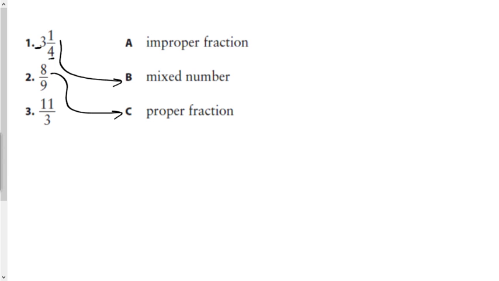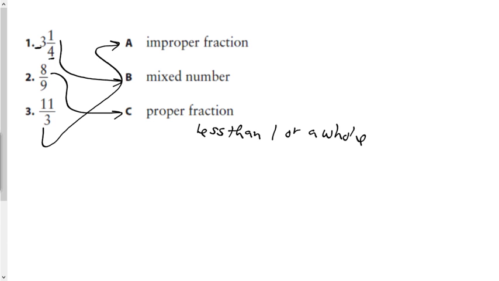8/9 is what we call a proper fraction because it is expressing less than a whole, less than 1. And your last one, 11/3, is what we call an improper fraction because the numerator is larger than the denominator. It expresses more than 1 or a whole. So mixed fractions and improper fractions both express values more than 1, whereas proper fractions express values less than 1.